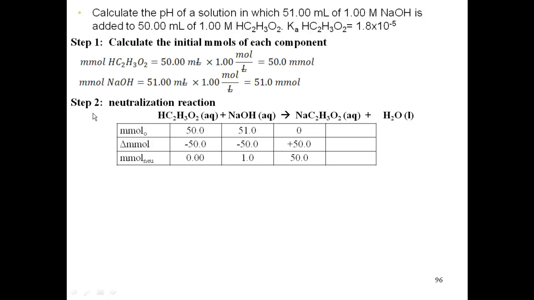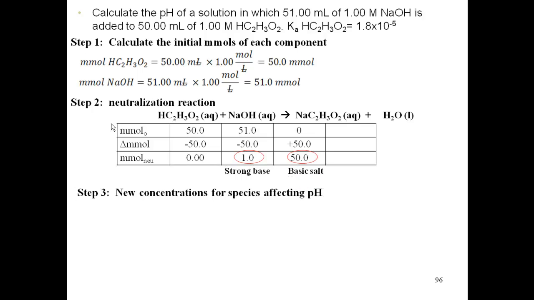So the sodium hydroxide and sodium acetate is where my pH can come from. Next step, new concentrations of the species affecting pH. So let's look at sodium hydroxide. Can that affect the pH? Yes. Why? What is it? It's a strong base. So yes, that can affect the pH. What about sodium acetate? What is that? That's a soluble salt. What kind of soluble salt? The basic salt. Can that affect the pH? Yes. Okay. So I have both these components can affect it.